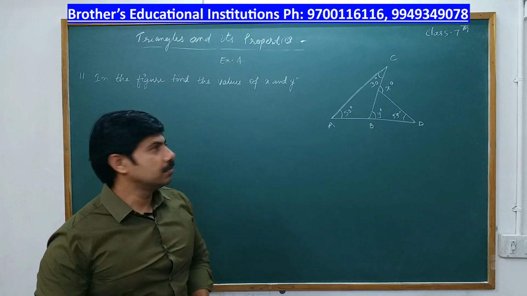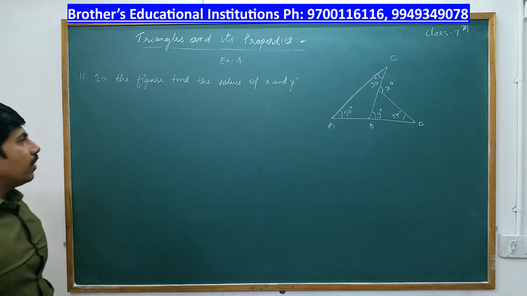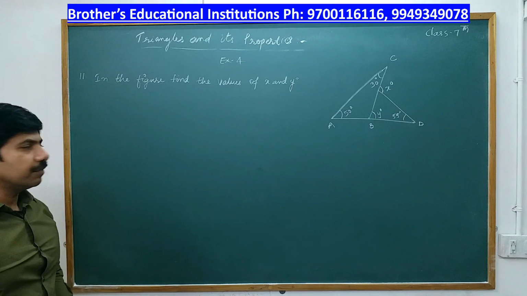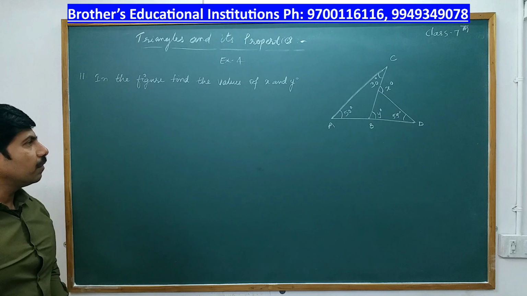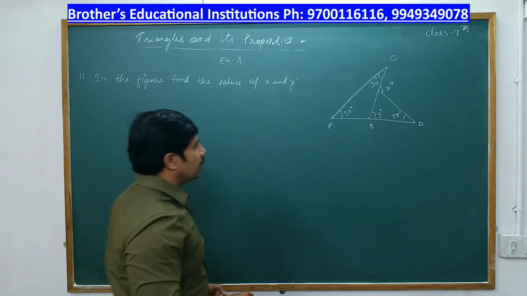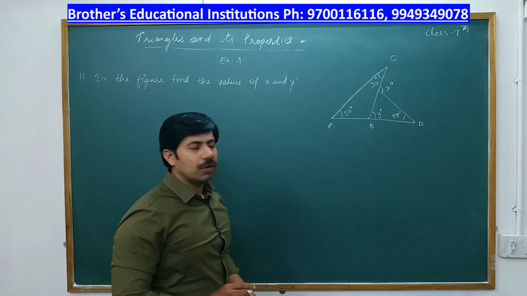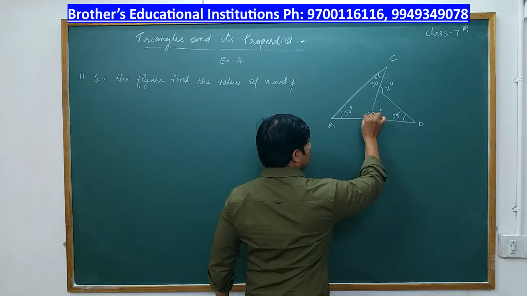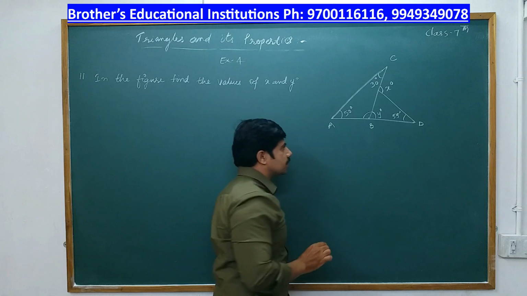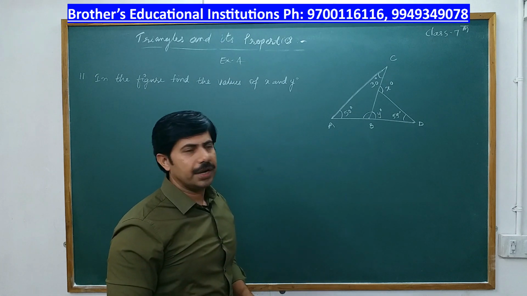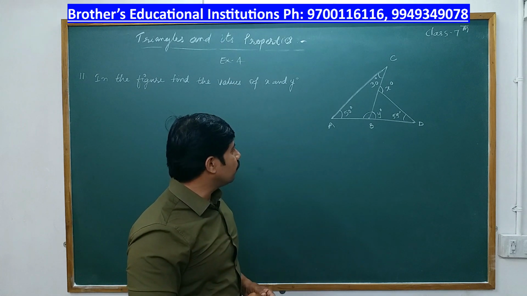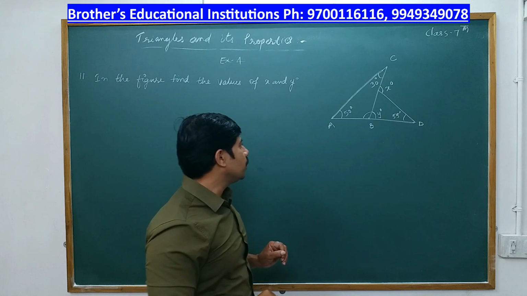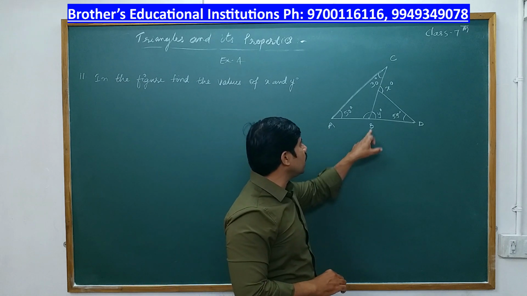So next problem. In the figure, find the values of x and y. Okay, so we'll find x and y. Before that, first we'll find angle y. How to find angle y? See, angle in a straight line: ABD is a straight line, so ABD will be 180 degrees. But we don't know what B is, so first we'll find interior B. Interior B means we find angle ABC.